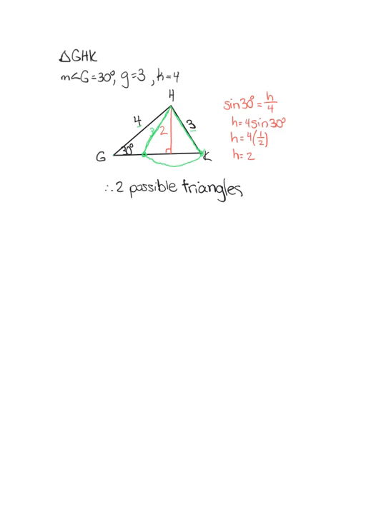So I'm going to solve both triangles. I'm going to draw half and half, and draw myself my original one first. That's going to be G, H, K, where this is 30 degrees, this is 4, this is 3.